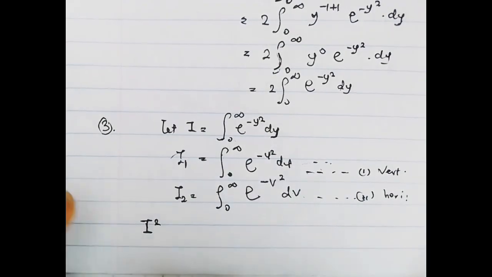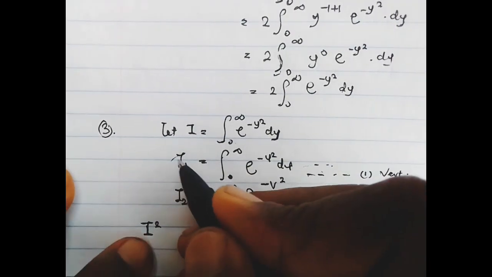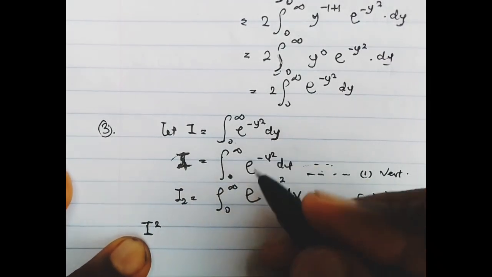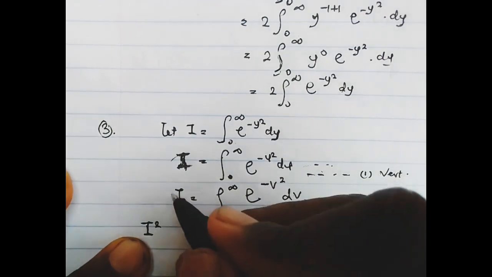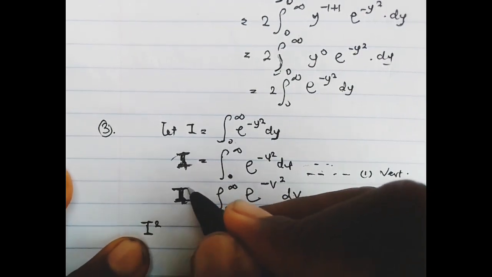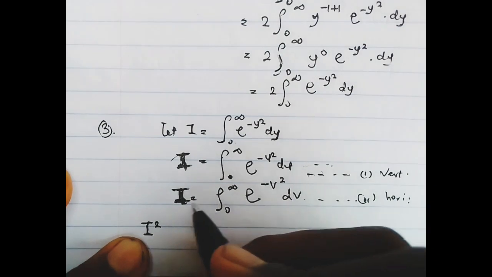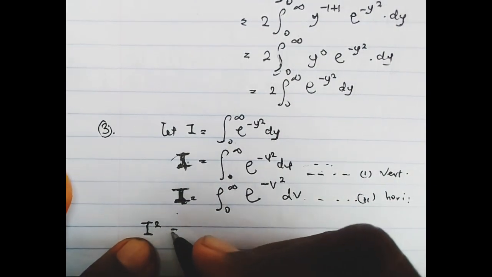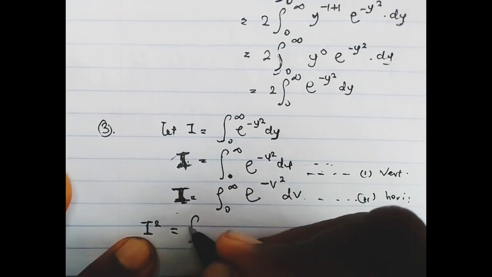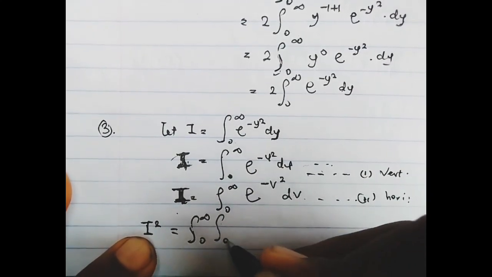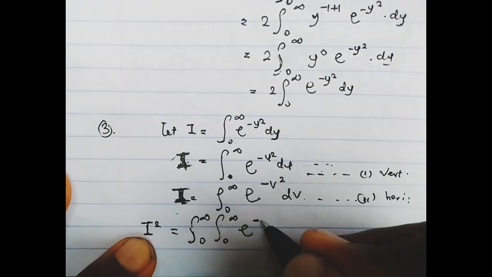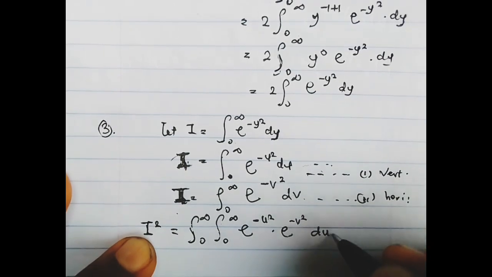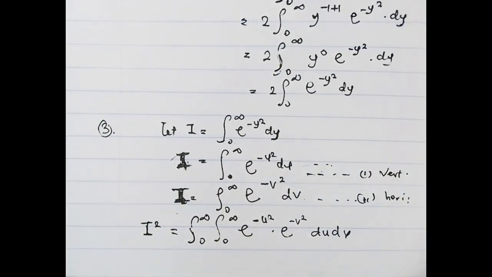Now they are the same thing, but instead of me saying let this be I1, I2, let's just call it I, because it's basically the same equation with different variables. So let's call this I and I. I can be expressed as this, and I can also be expressed as this. When I multiply I times I, it gives me I square. Multiplying these two also gives me the integral from 0 to infinity, the integral from 0 to infinity, of exponential minus u square times exponential minus v square du dv, right?